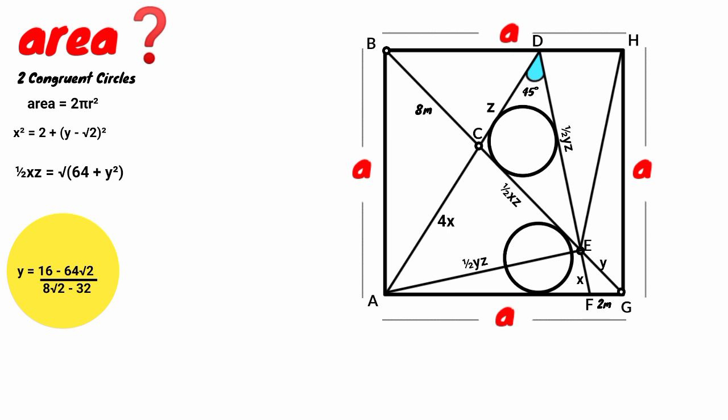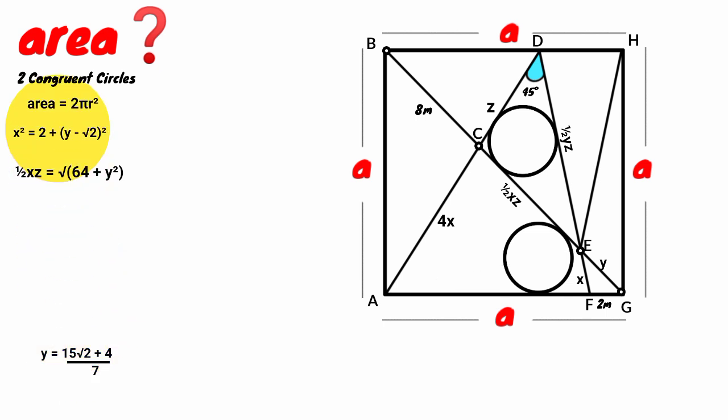If we multiply it by 8 root 2 plus 32 all over 8 root 2 plus 32 and simplify, it is y equal to 15 root 2 plus 4 all over 7. Come back to this equation. Substitute the value of y. X squared equal to 2 plus 15 root 2 plus 4 all over 7 minus root 2 all squared.